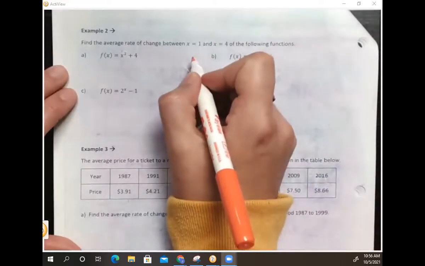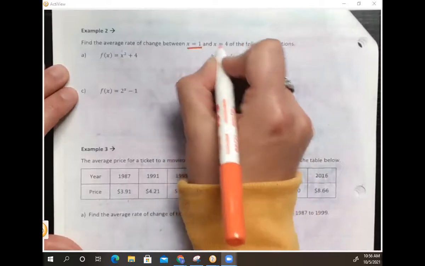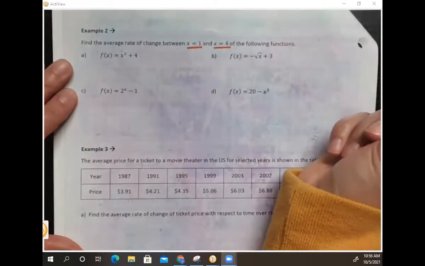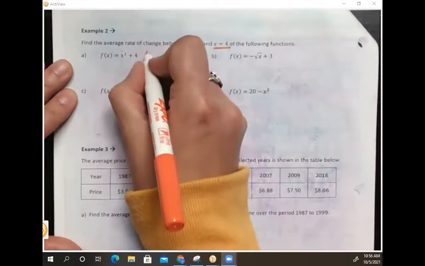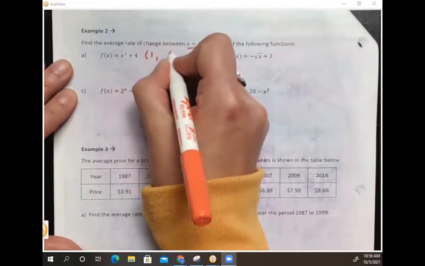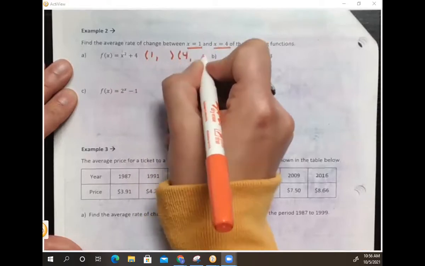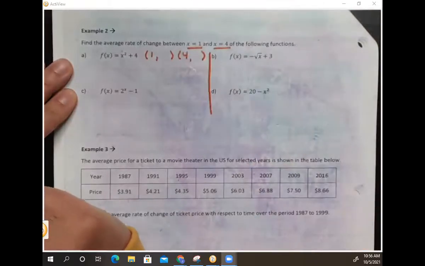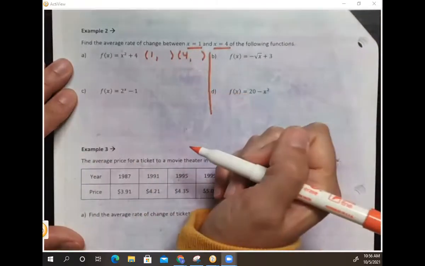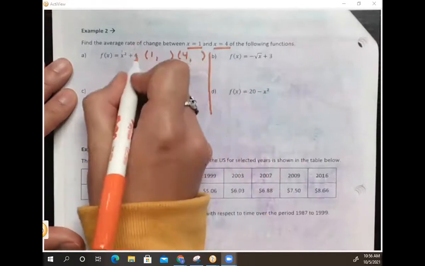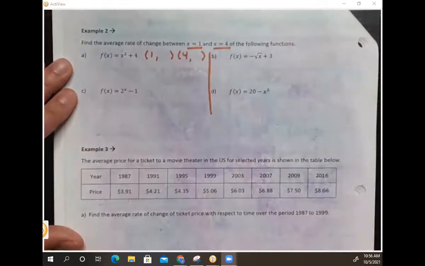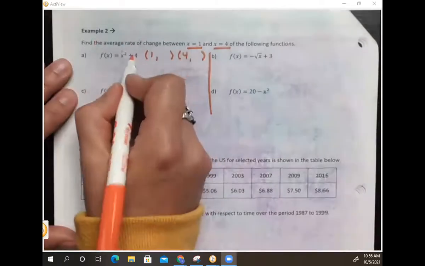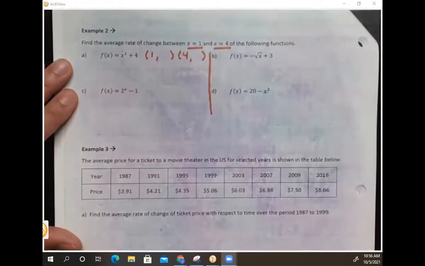So for example 2, we want to find the average rate of change between x equals 1 and x equals 4 for each of the following functions. So that means my points here are going to be 1 comma something and 4 comma something. Now I don't know the y values. I know the x's and I have a function. How could I find y? I know the x, I know the function. What could I do to find the y?